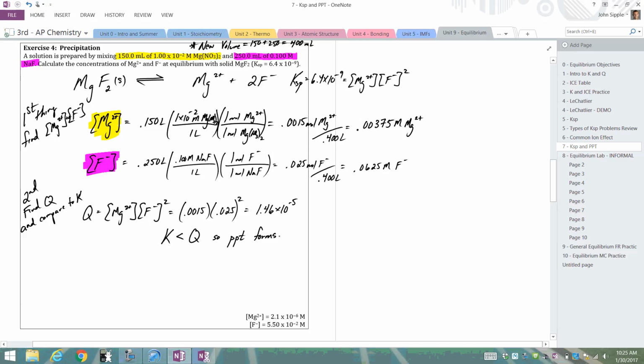Okay, so when I calculated Q, I got 1.46 times 10 to the minus 5, and that's a lot more than K. K is a lot less than Q. Oh, I'm just missing a number here. I forgot to write in the 6.0625. There we go.